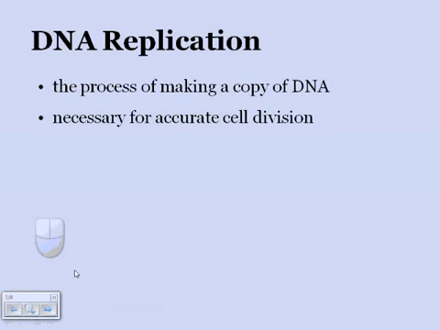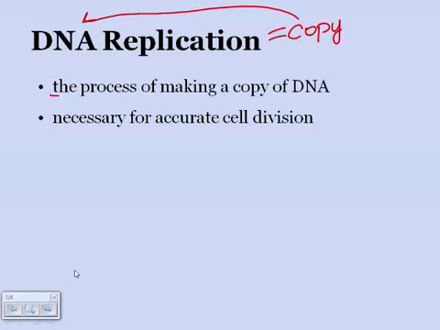All right, we are going to start this benchmark on DNA replication. This is the first part of our unit on cellular division. So the first thing we're going to point out is about replication. We should know that to replicate means to make a copy. In this case, what we're copying is the DNA. So DNA replication is the process of making a copy of DNA.